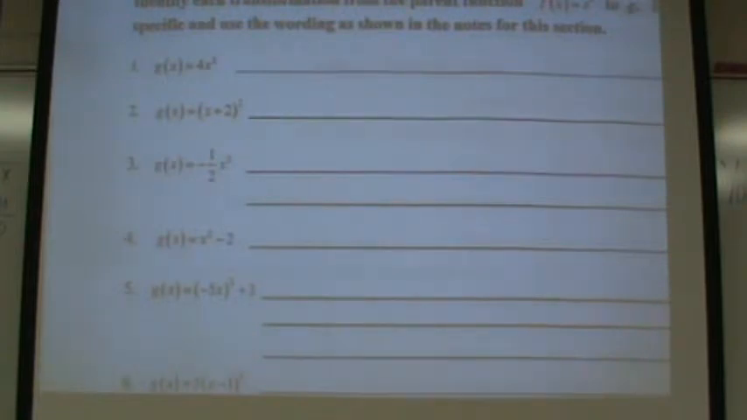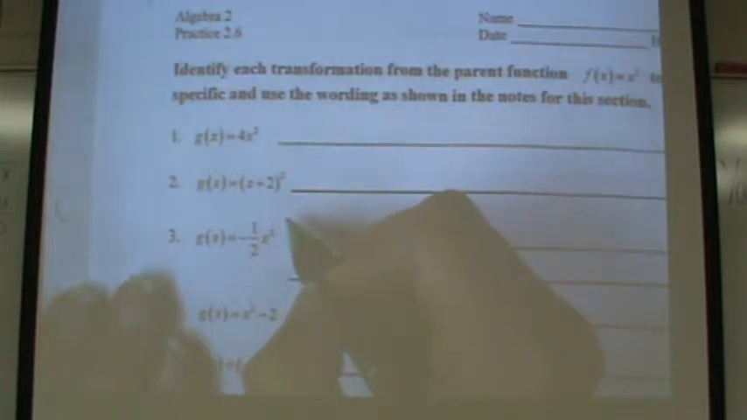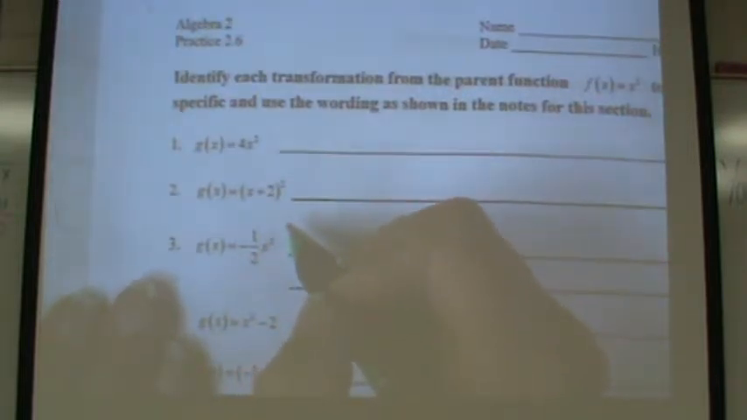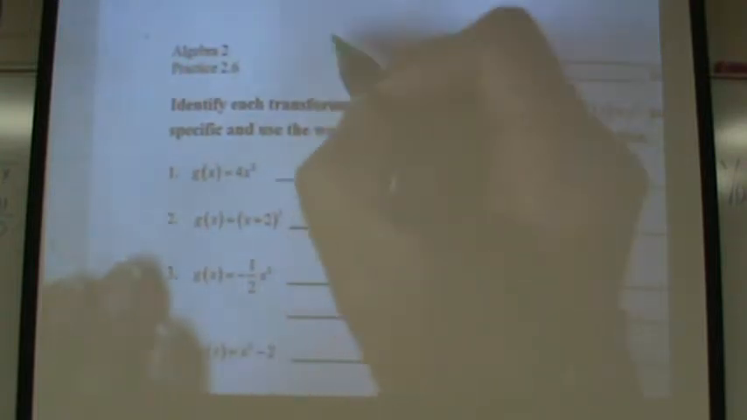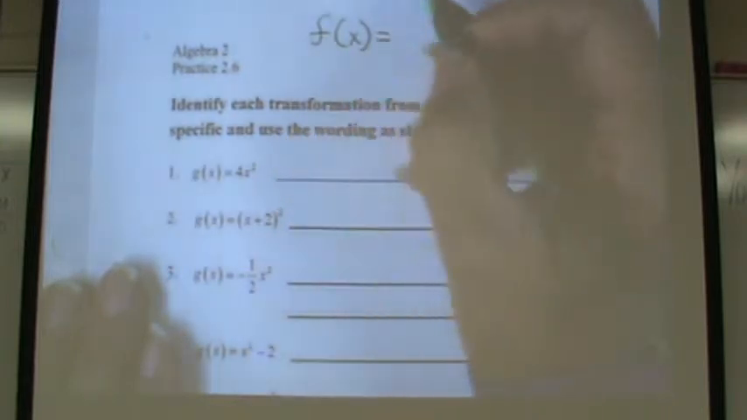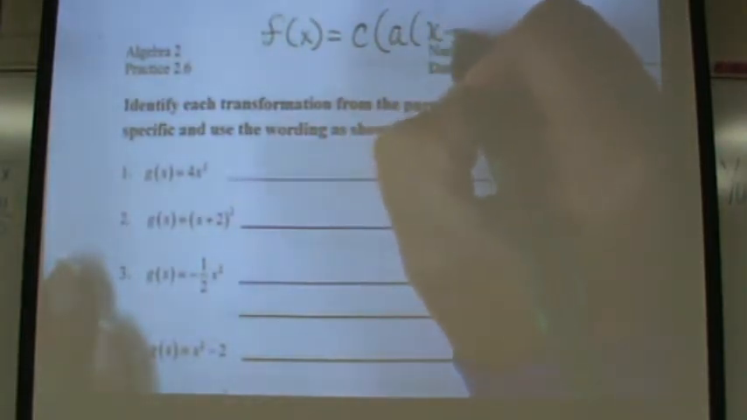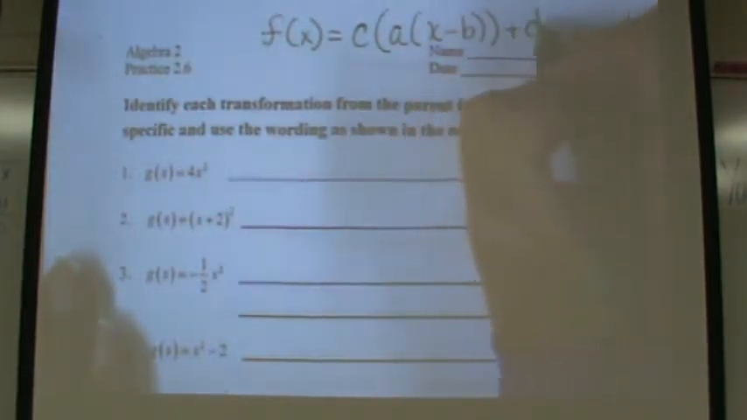All right, now, on this page, 1 through 9, what you notice is the parent function on all of these is y equals x squared, the quadratic function, right? So your job is to tell if these transformations are an A, a B, a C, or a D. Looking at my little recipe, we have f of x. We do them in this order: C, A, x minus B, and then plus D.